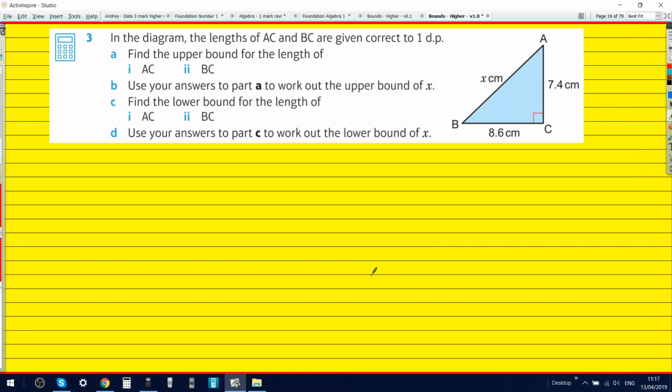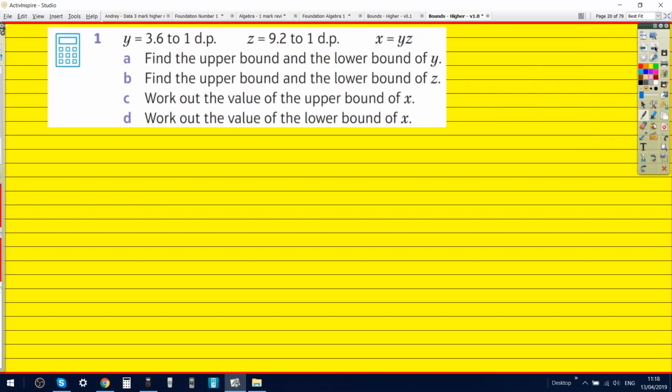All right, let's go for this one. Let's just get the lower bound of x. How do you get the lower bound of x? It would be Pythagoras. You take the lower bounds of the two sides and then square them, and then square root that.